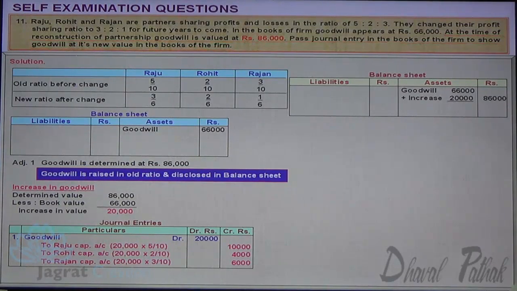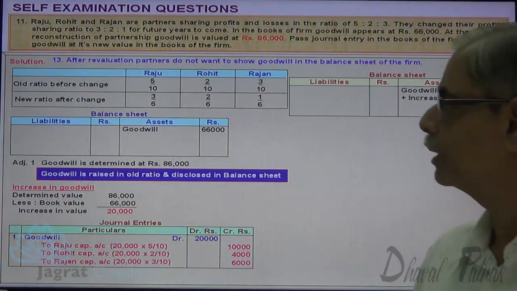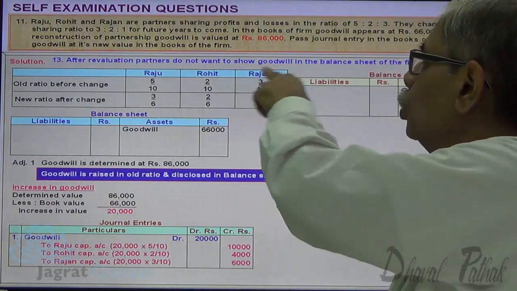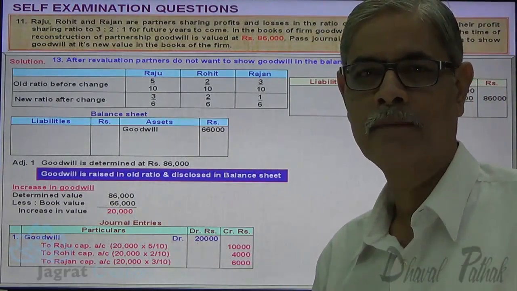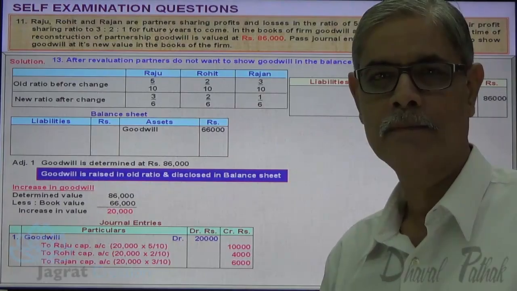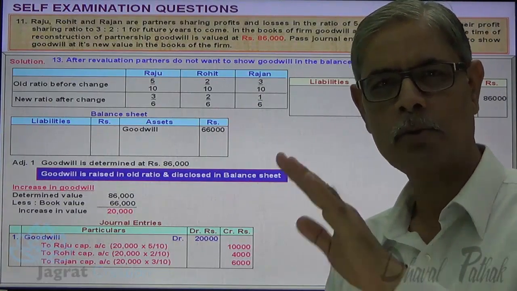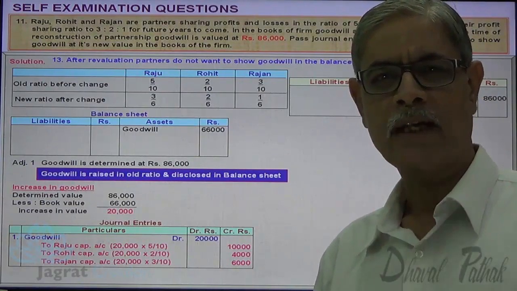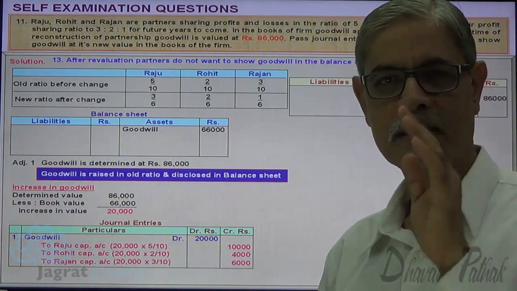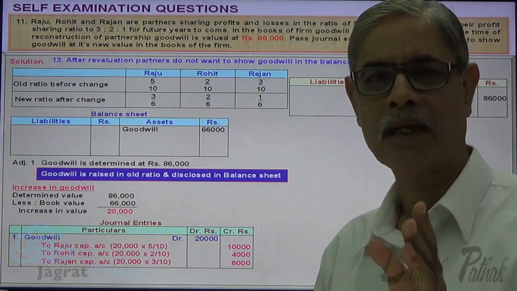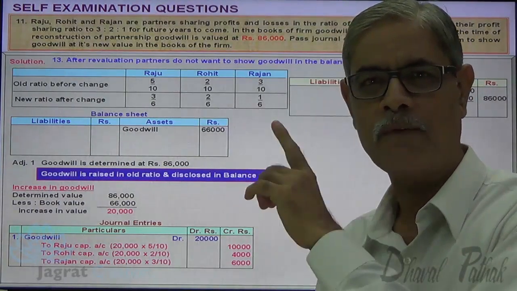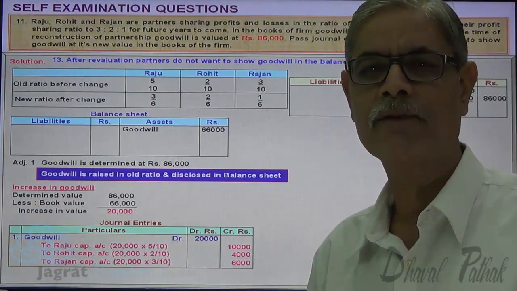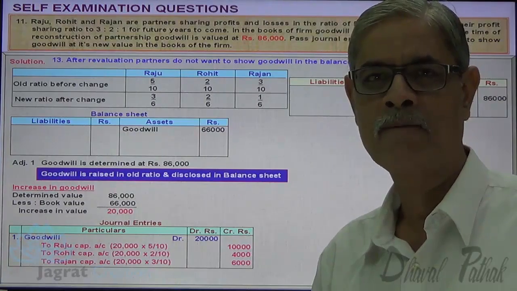Now you are given the next question. Question number 13. After revaluation, partners do not want to show goodwill in the balance sheet. Now this goodwill raised, that is 86,000, has to be written off. When you write off the value of goodwill, there is a decline in value of asset. This is a loss. Losses are debited to the partner's capital account, that too in the new profit sharing ratio, because it is being done after reconstruction of a firm, means after the change in the profit sharing ratio. Let us do that.